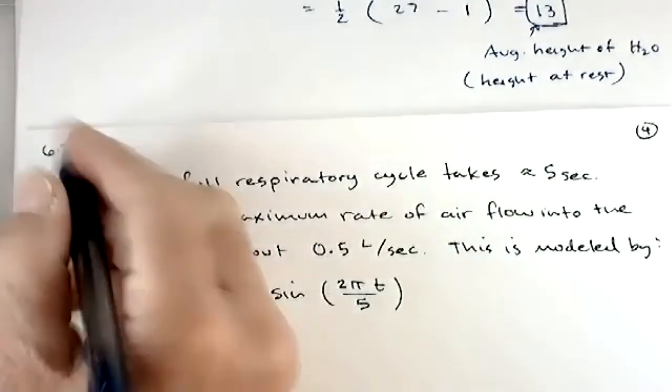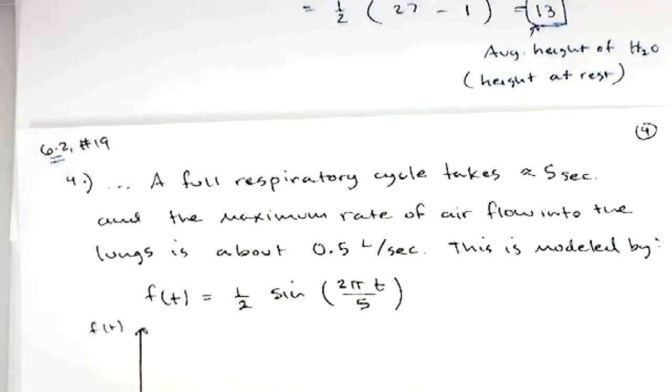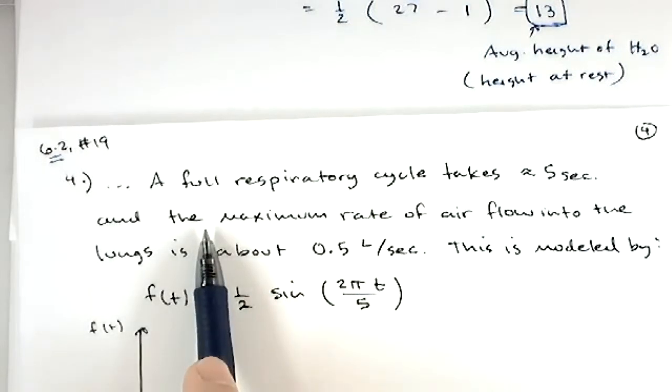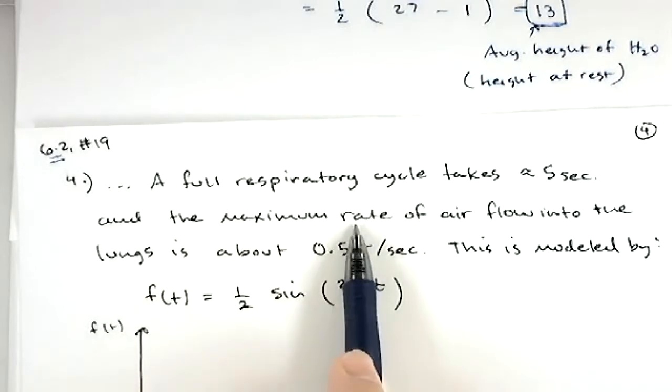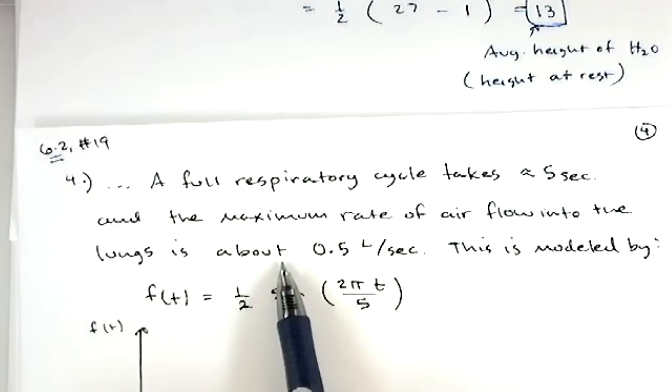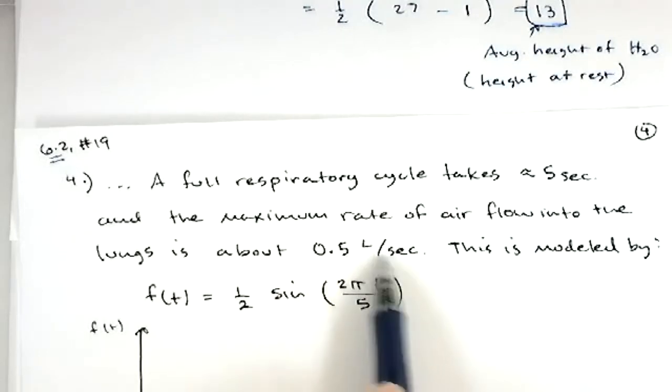This one's number 19 in 6.2. I'm paraphrasing because it's a little bit long. Basically what it's saying is a full respiratory cycle, when you inhale and exhale, let's assume takes about 5 seconds. That seems about right if you're not hyperventilating or meditating or trying to control your breath. And somebody figured out that the maximum rate of airflow into the lungs is about 0.5 liter per second of air.